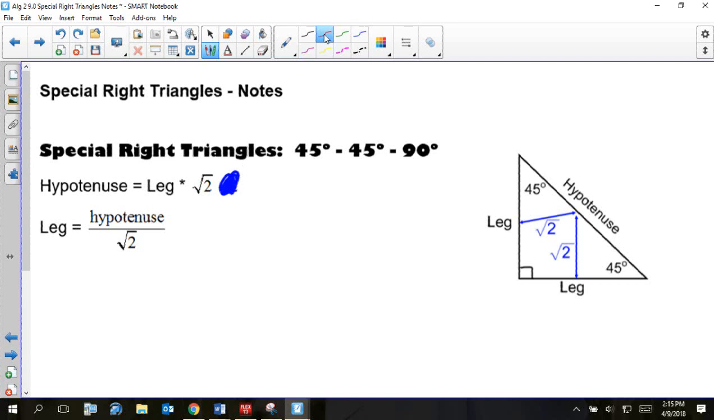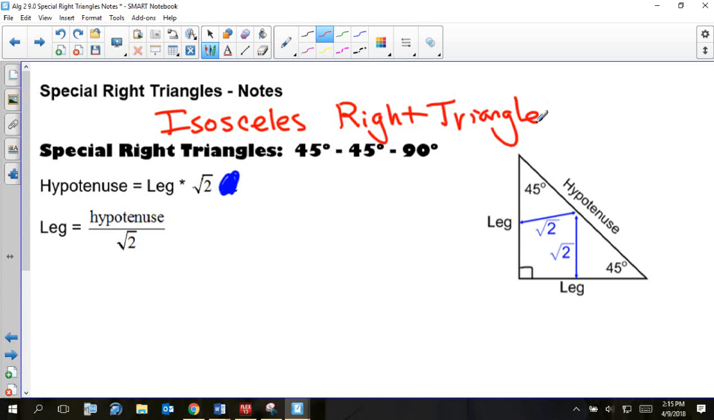If I have a 45, 45, 90, give me a vocabulary word for this kind of triangle. Two angles are the same. Yeah, isosceles. So this is an isosceles right triangle. Good vocab there. 45, 45, 90. Because we have two angles that are the same, the angle determines how big the side opposite is. So since we have two angles that are the same, the sides opposite those are also the same.